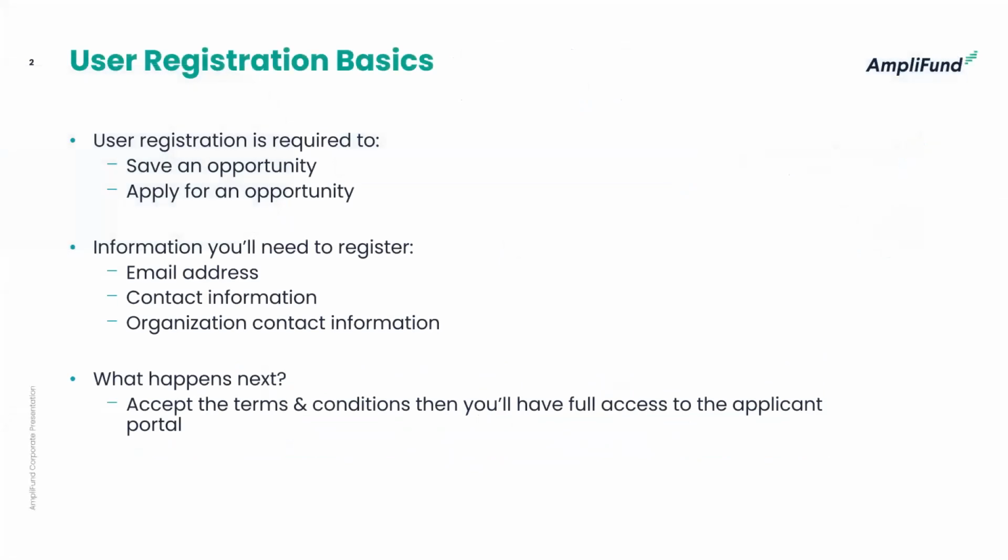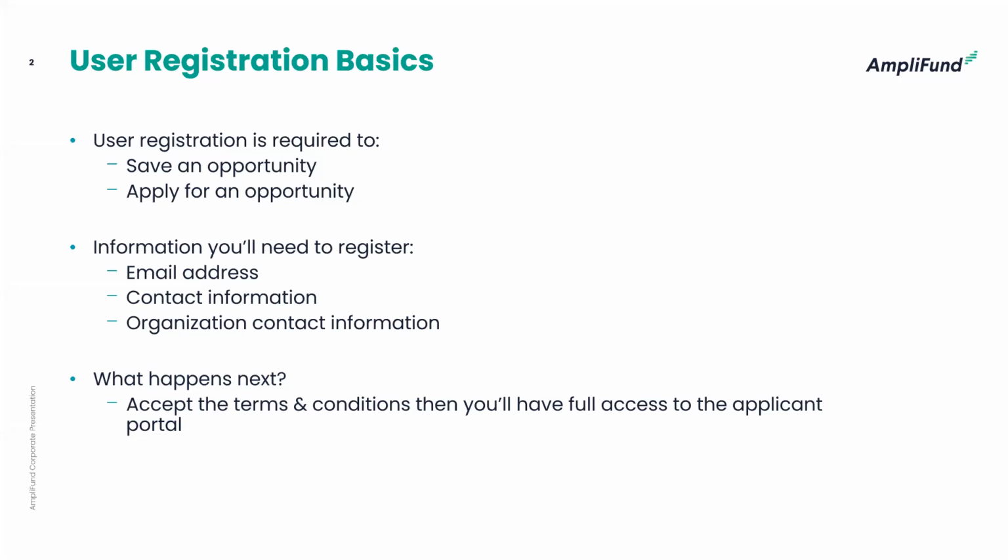To get started, let's go over some basic information about organization and user registration on the applicant portal. First, you will need to register as a user to save or complete an application. To complete the registration process, you'll need an email address, your contact information, and your organization's contact information. Once you complete the registration form, you'll be prompted to accept the Amplifund terms and conditions. Then you'll have full access to the Amplifund applicant portal.